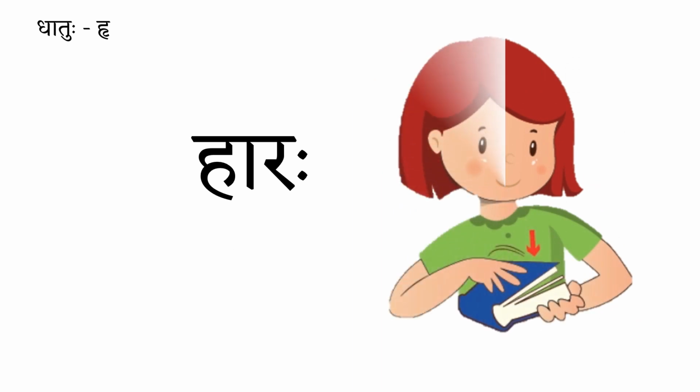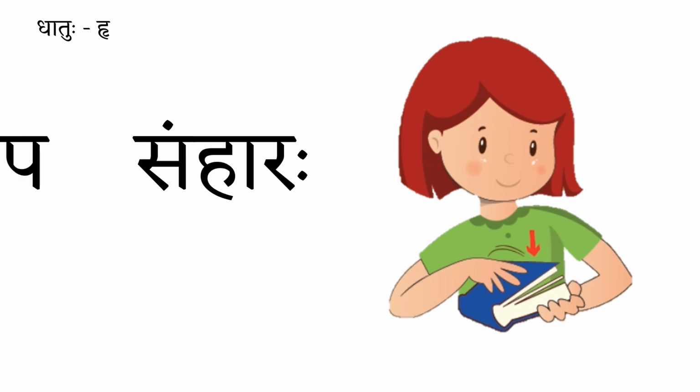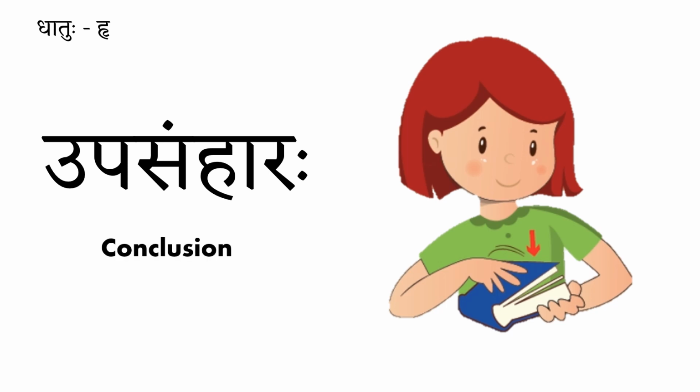And the last one we are going to see is another word with two upasargas. Here with haraha, we have one upasarga, samharaha, which we have already seen before. Samharaha means killing somebody. And now add another upasarga called upa. So the word becomes upasamharaha. Upasamharaha means conclusion. So here we conclude this example of hru with many different upasargas.